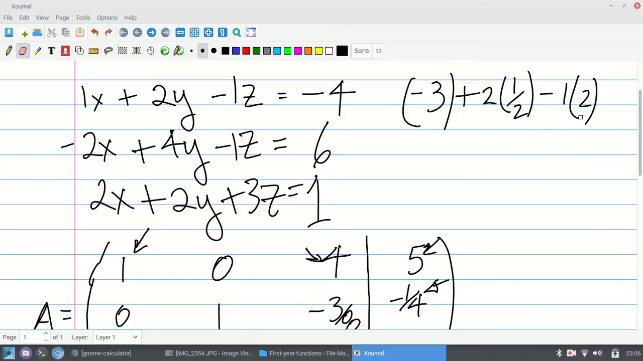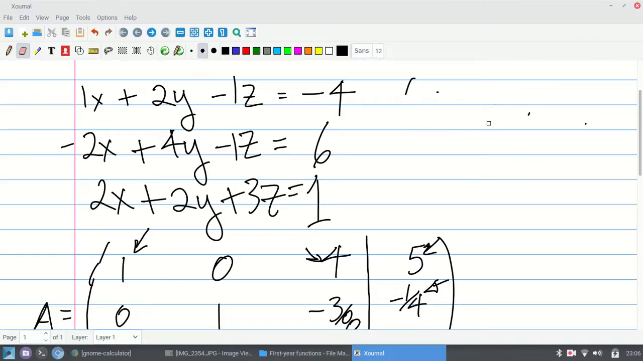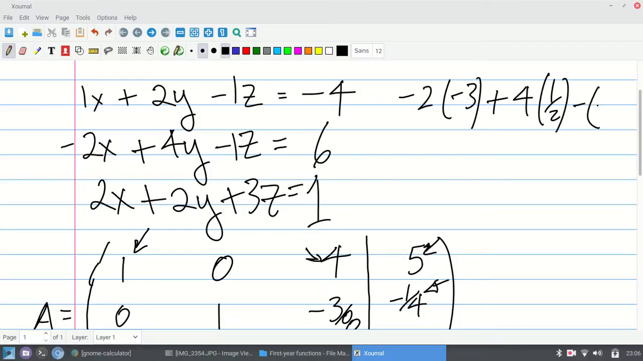So that's the first equation. Really quick. Negative 2 times negative 3 plus 4 times 1/2 minus z, which is, what the heck was z? 2, right? So it's going to be 6 plus 2 minus 2. So 2 minus 2 will cancel, so I get 6 left. So that's good. So far so good, right? Both equations are satisfied right now.